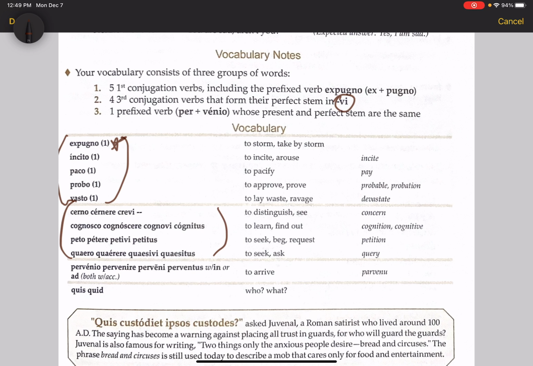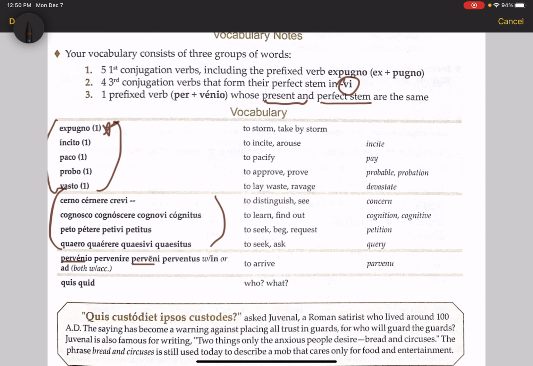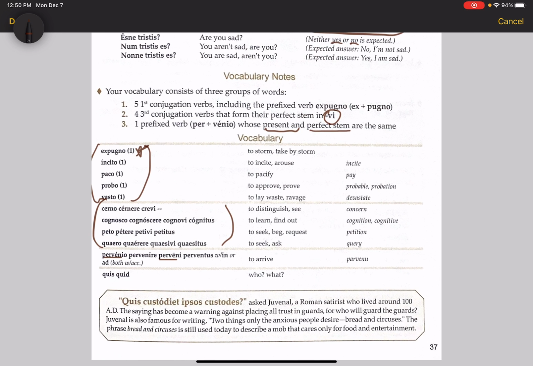Pervenio is a prefixed verb in the fourth conjugation whose present and perfect stem are the same. So you see that when you look at perven, that's our present stem. Then you go to perven, the third principal part, and find the perfect stem, you still get perven. So in a couple of cases you would have the same exact form for the present and the perfect tense. Then we have quis quid, which is who. That's our interrogative pronoun. All right, and that is enough for today.